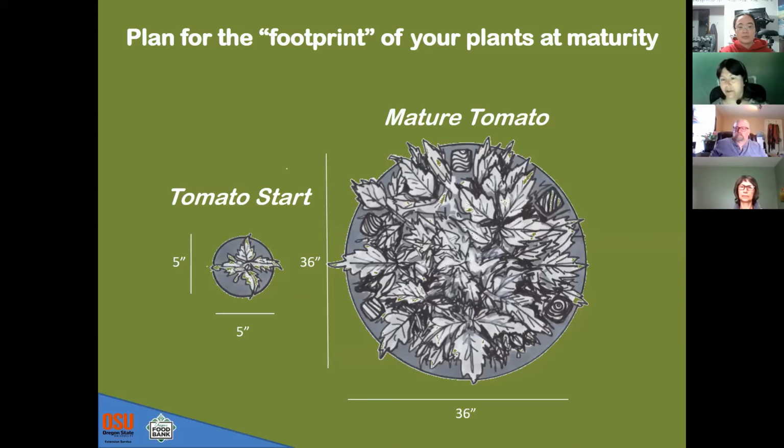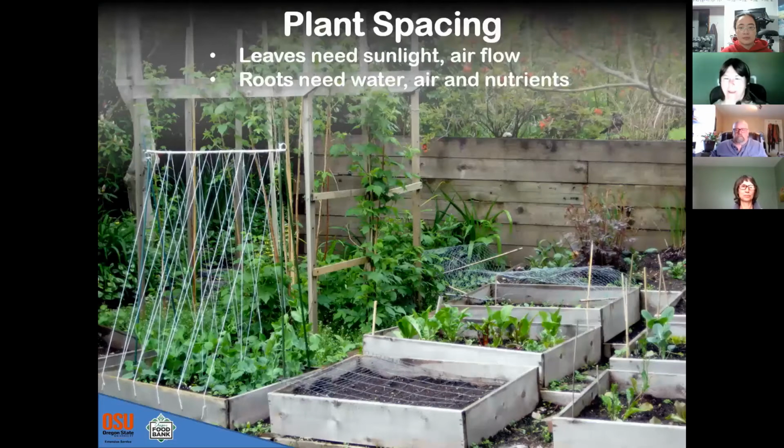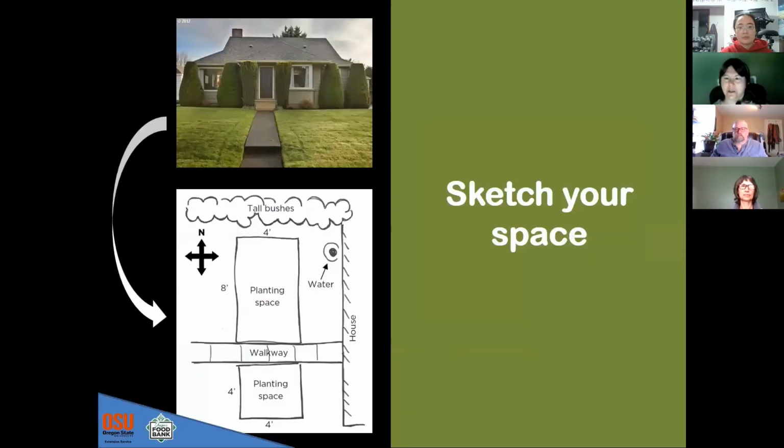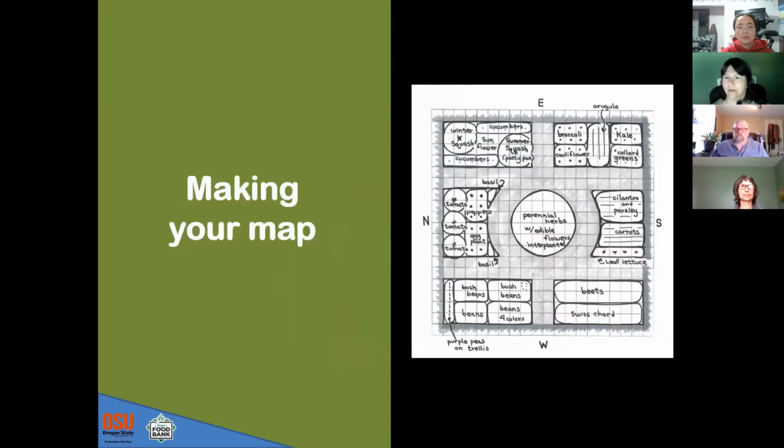I know when I first started, I was shocked at how few plants I could get into my garden. I was like, no, I really want to, I bought this whole flat of tomatoes, right? They're going in the ground. But the truth is your plants aren't going to do that well if they're overcrowded. So consider, when you work on your map, that can help you to figure out the footprint of the plants.